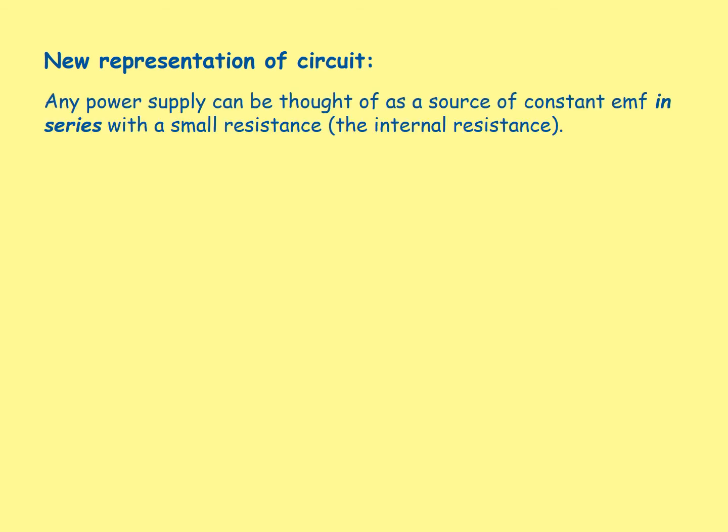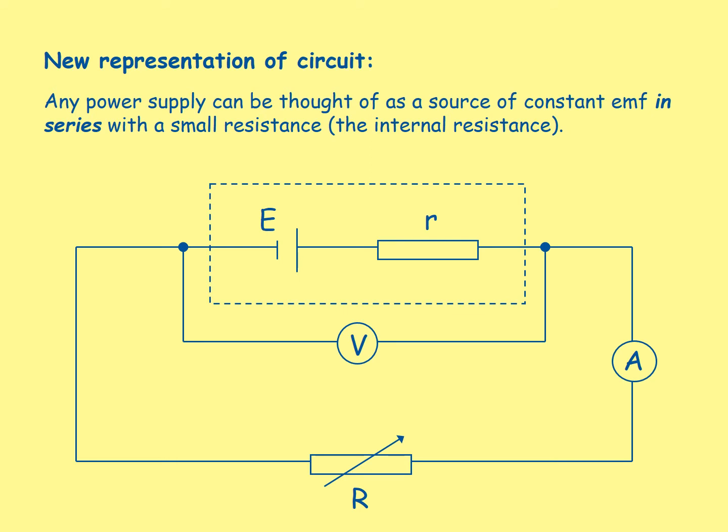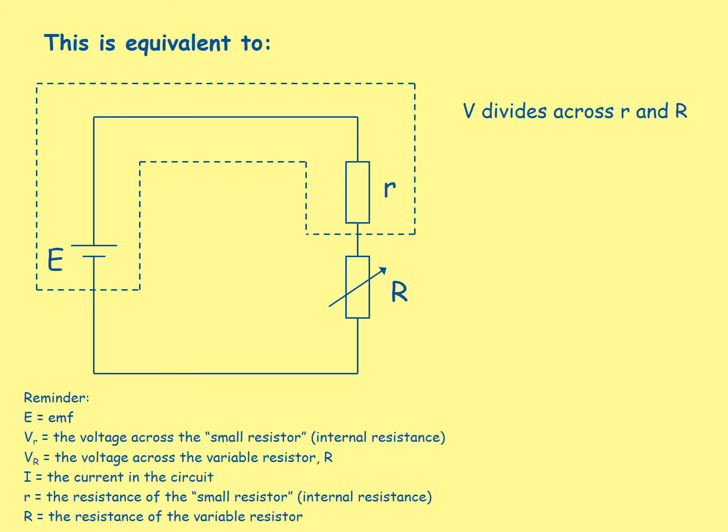Here's a new representation of our regular circuit. Any power supply can be thought of as a source of constant EMF in series with a small resistance. So the internal resistance, we can see that just here. This is equivalent to the following circuit. Voltage divides across the small resistor and the variable resistor. So we have EMF equals the voltage across the small resistor plus the voltage across the variable resistor. So the EMF is equal to the current in the circuit multiplied by the resistance of the smaller resistor, that's the internal resistance, plus the current multiplied by the resistance of the variable resistor.